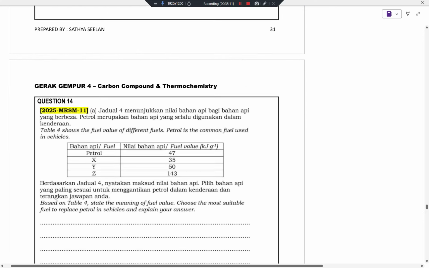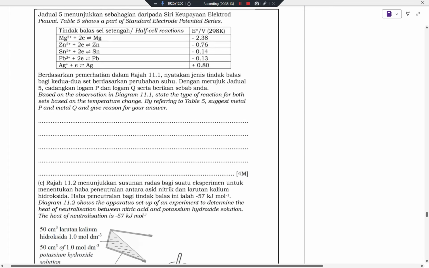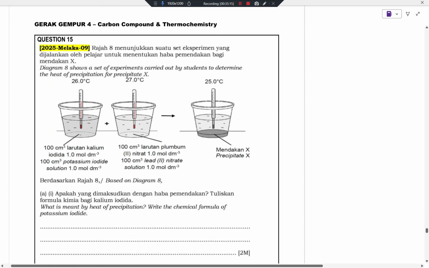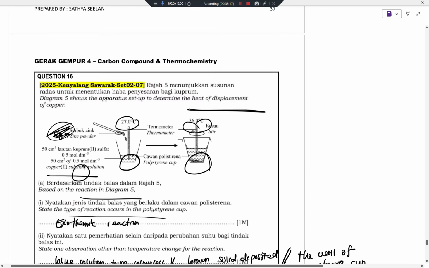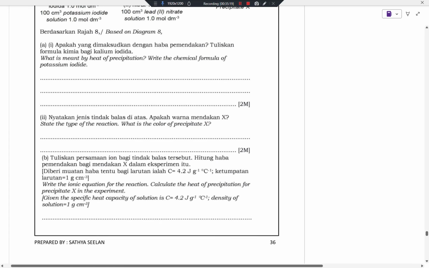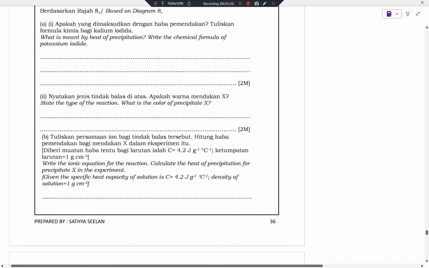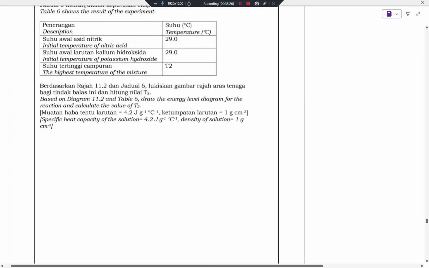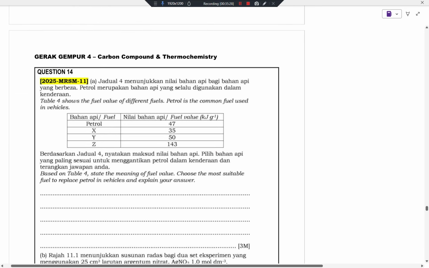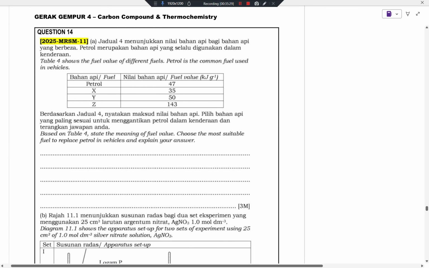Right. Question 14 and 15 இருக்கா? இல்ல 14 is the 14, 15 இருக்குதா? Okay. Right. Never mind, I will do this one as well. Okay.